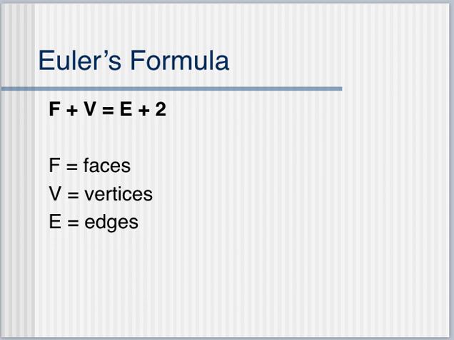Euler's formula. Copy down this formula. F plus V equals E plus 2, where F stands for faces, V stands for vertices, and E stands for edges. Euler's formula is a way to calculate the number of faces, vertices, or edges when you don't have a picture and you only have 2 out of the 3 that you already know.